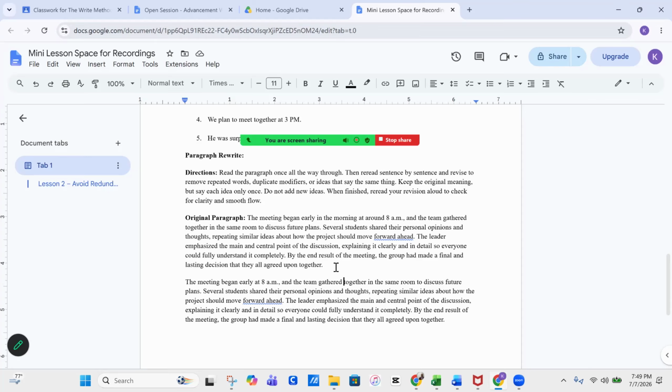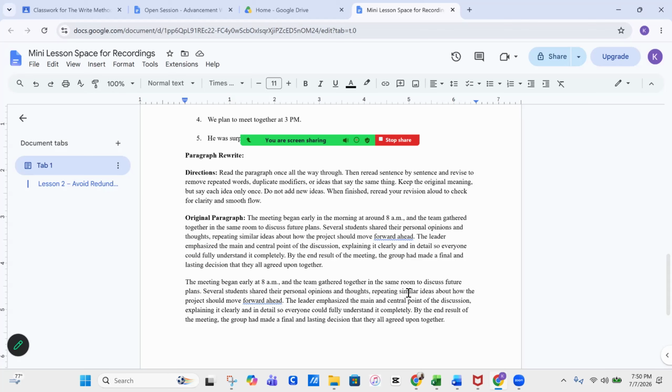The meeting began early in the morning at around 8 a.m. and the team gathered together in the same room to discuss future plans. Several students shared their personal opinions and thoughts, repeating similar ideas about how the project should move forward ahead. The leader emphasized the main and central point of the discussion, explaining it clearly and in detail so everyone could fully understand it completely. By the end result of the meeting, the group had made a final and lasting decision that they all agreed upon together. Okay, obvious redundancies in here, but as you can see, I'll take one phrase or one sentence at a time.